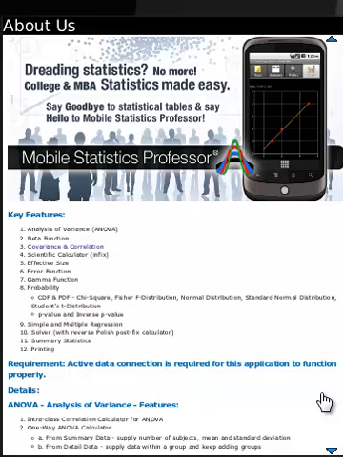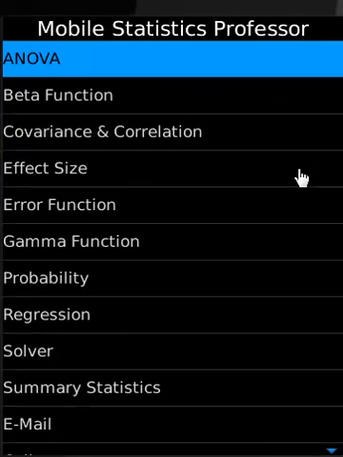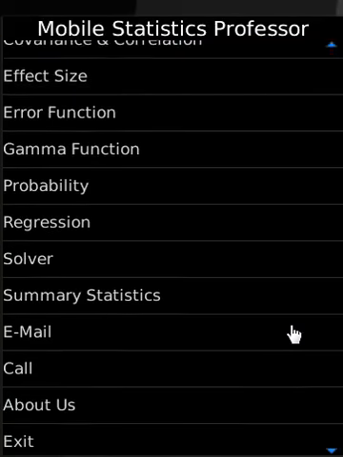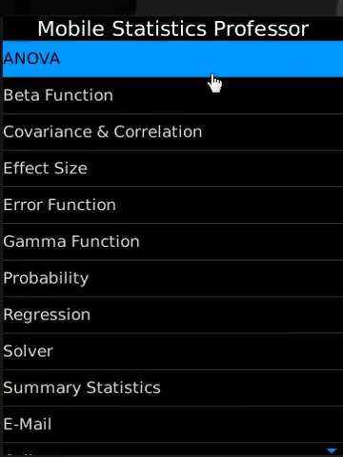This application is a comprehensive statistical application for college and MBA level students as well as statistics professionals. The key features of this application are ANOVA, analysis of variance, beta function, covariance, correlation, effect size, error function, gamma function, probability, regression, solver, summary statistics, email, call, and about us. So let me walk you through the details of each of them.